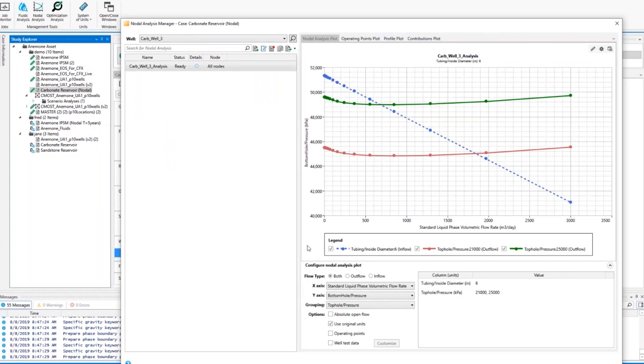In this analysis, the blue line that's appearing up there is your IPR curve coming from the reservoir, and the green and red lines are the two lift curves for two different top hole pressures, but for the same tubing size. So that tells you that if you use a lower top hole pressure, you can increase the production from about 700 meter cubes per day to about 1700 meter cubes per day.